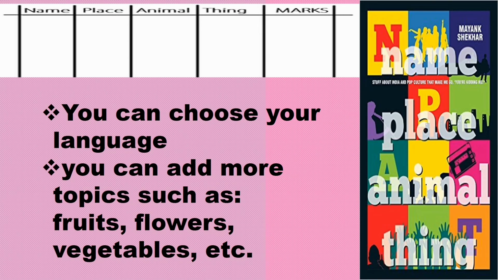Our next game's name is Name, Place, Animal, Thing. It's our all-time favorite game. If you have to play it in the same way, you can choose your own language. You can add more topics such as fruits, flowers, vegetables, movie name, song name, etc.